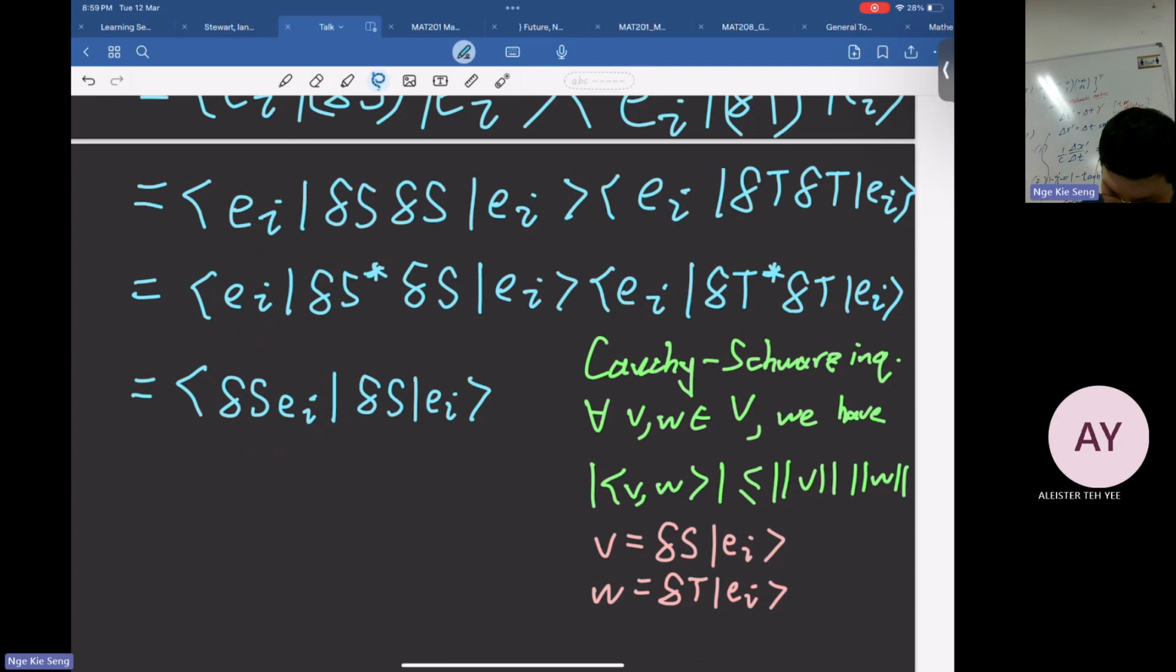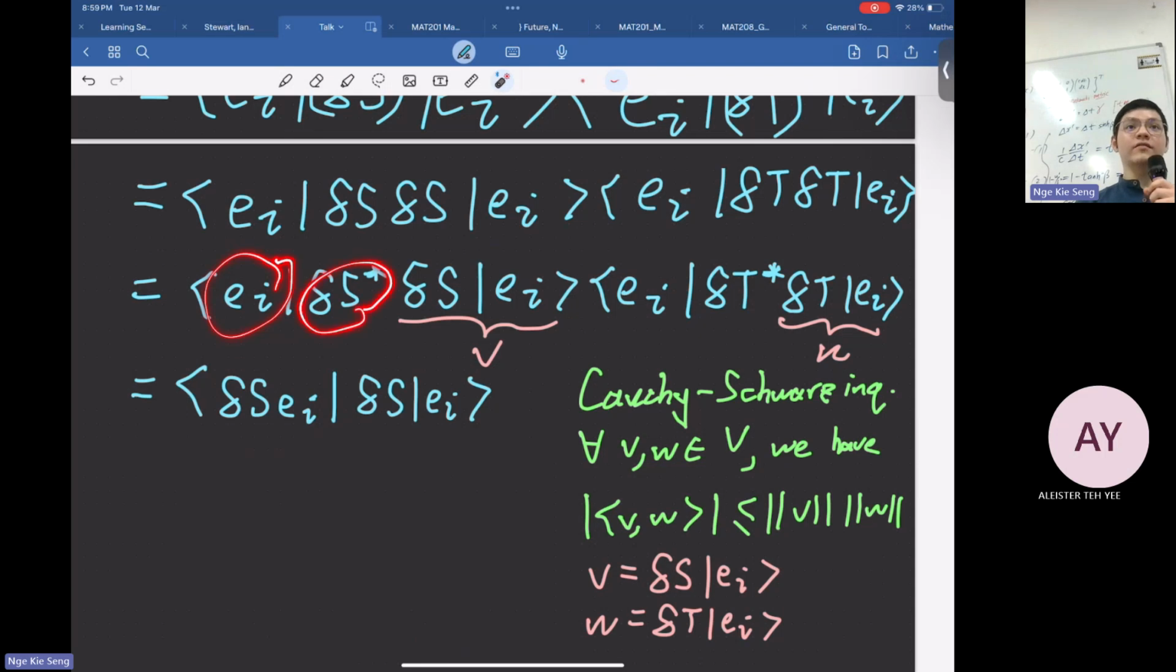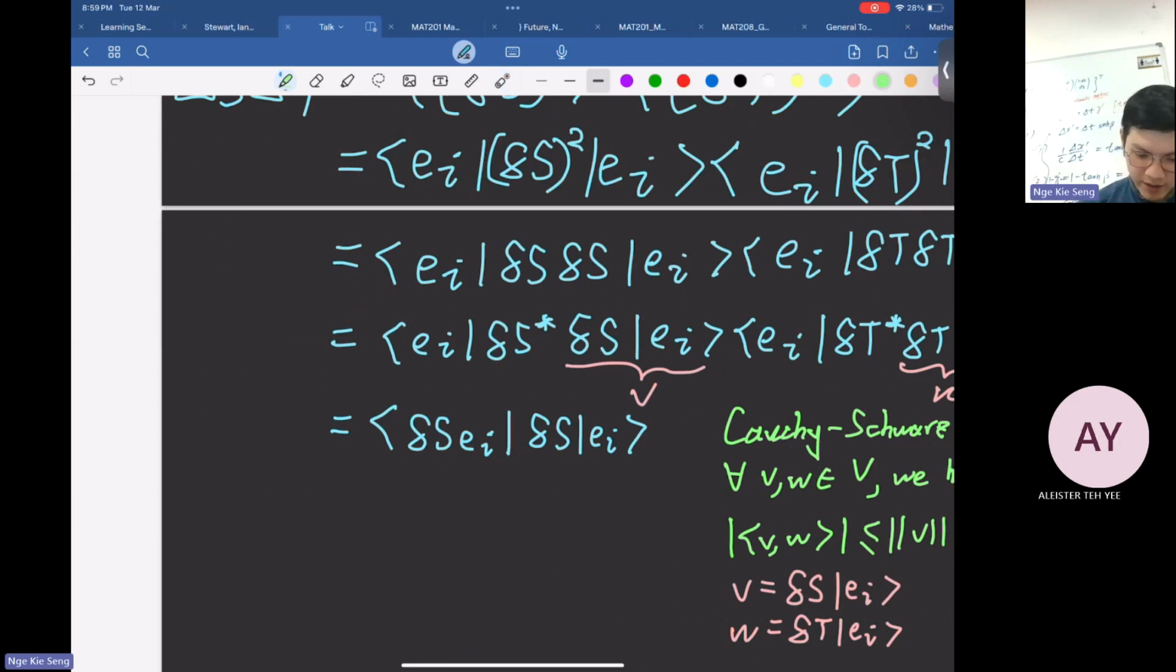Let me draw something. Maybe it will be easier to picture this guy. So we should picture this guy as V, and this guy as W. So we understand the bra as a linear functional, right? Here is also a linear functional. Let me write something for you. One thing you need to know is actually (AB)* equals B* A*. This is the property of the adjoint.